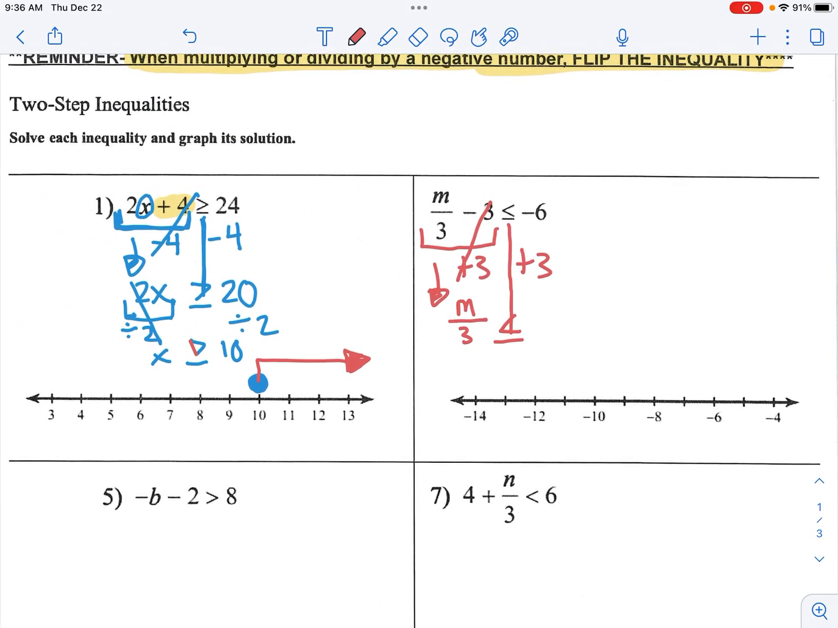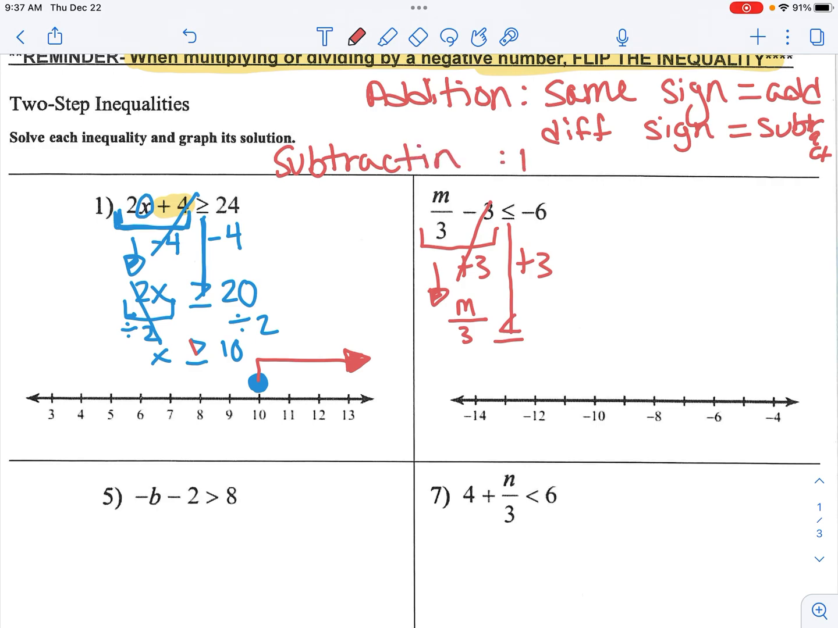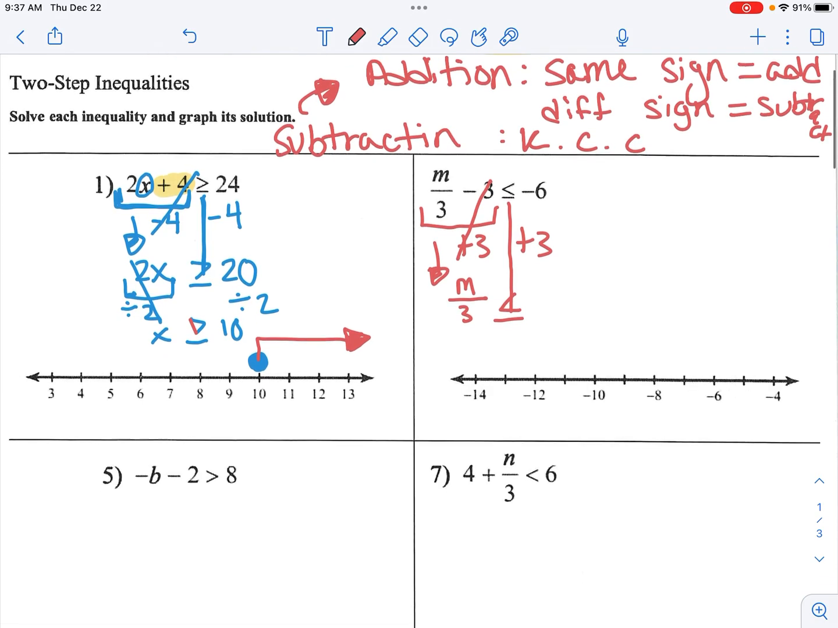This is where a lot of us got tripped up with our equations topic. So remember our addition rules, which if you need to write this out, please do so. Addition, same sign: I'm going to add. Different sign: I need to subtract. The other thing I need you guys to remember, I'm running out of room here, is when we are subtracting with a negative, you have to do keep, change, change, because you need to turn that problem into an addition problem. In this case, I'm not subtracting with a negative. I'm adding this 3 here, but I do have a negative 6 and a positive 3. So I'm really going to be subtracting. 6 minus 3 is 3, and the larger number is negative, so my answer is going to be negative.